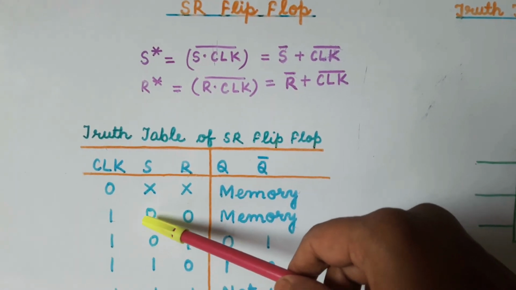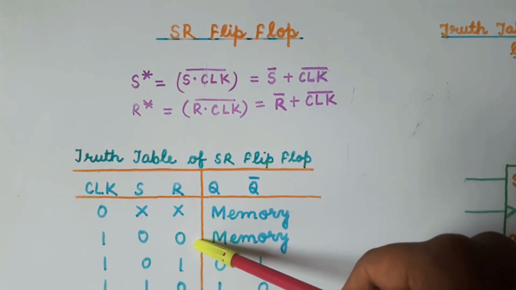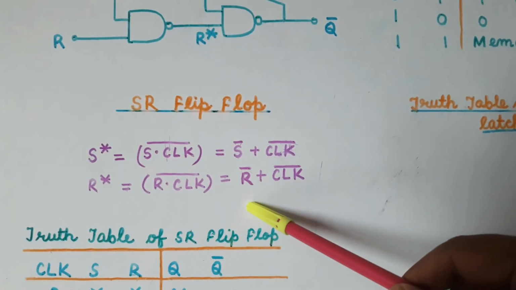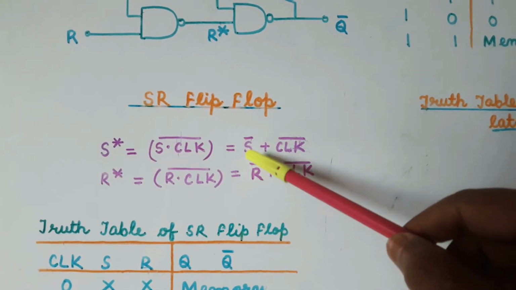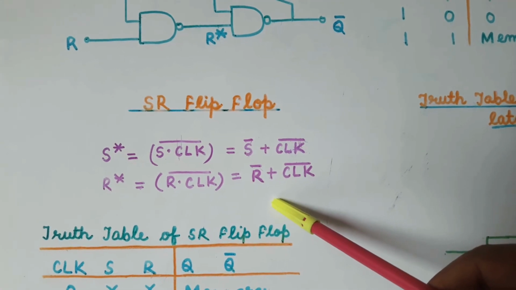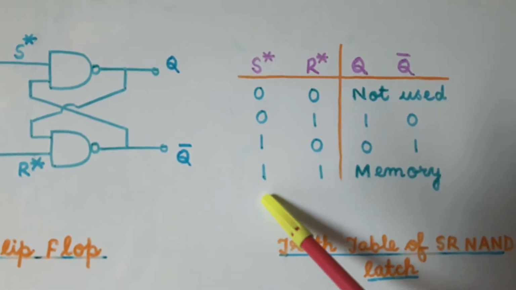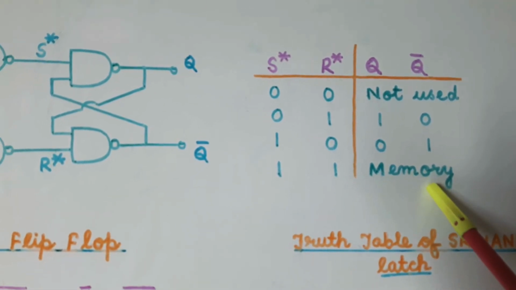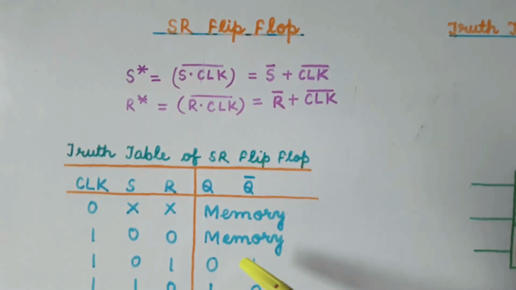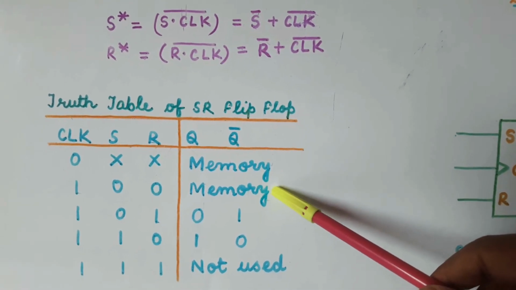Let us consider this case when the clock is high and S is 0 and R is 0. So the value of S star will be 1 and the value of R star will be 1, because 0 complement is 1, R complement is 1. So the value of S star will be 1 and value of R star will be 1. And from this truth table we find that when the value of S star and R star are both 1, we are having the memory, that is the previous output.